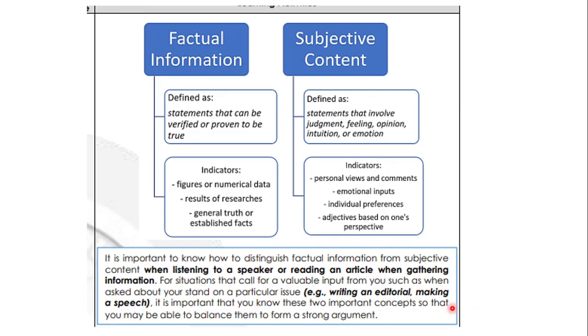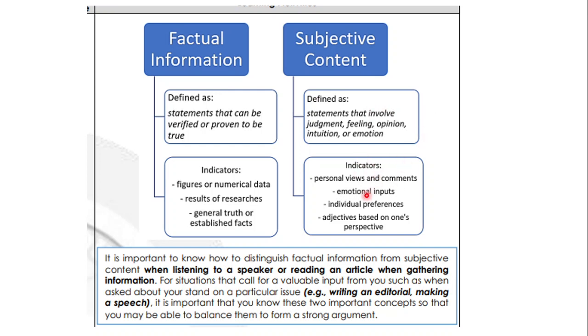So again, on the latter part of your layup, you can see in there that factual information as a review is a statement that can be verified or proven to be true, mapapatunayan. So ang mga example niyan, may mga figures siya, yung mga percentages, may mga numbers, or numerical data ang tawag doon. May mga results came from different researches such as studies, theses, dissertations. An example, it is a general truth or established facts. Alam ng lahat na yun talaga ang katotohanan. It could be laws, di ba? Regulations. Subjective contents, these are the statements that involve judgment, feeling, opinion, intuition, or emotion.